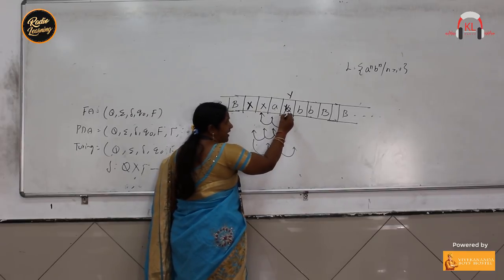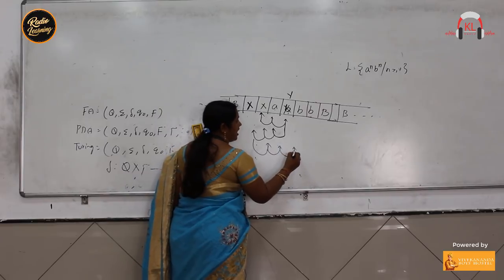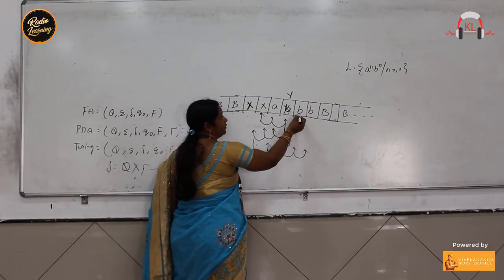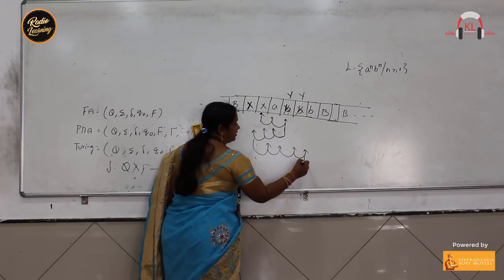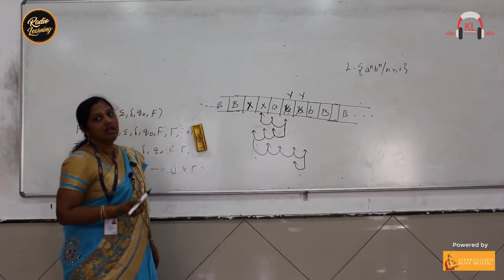Now I am seeing Y in my input tape, and I am keeping that Y as it is, and I am moving to the right. Now I saw B. Whenever you see B, replace this B with Y and turn back. That means you are moving towards the left.